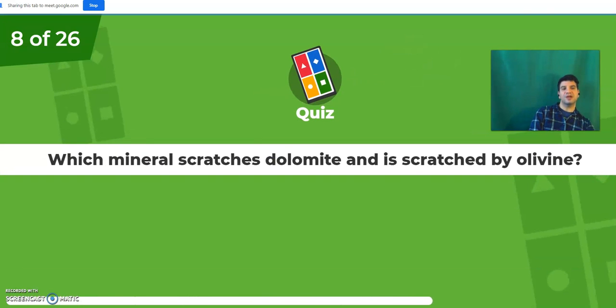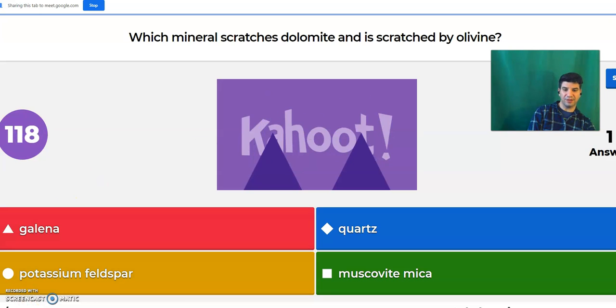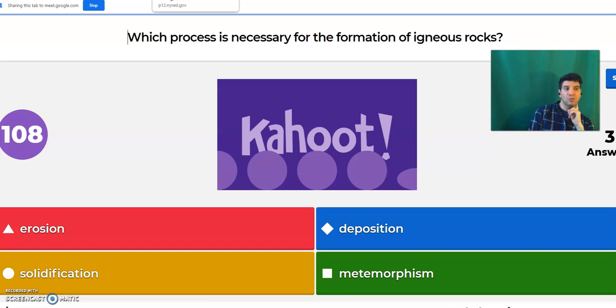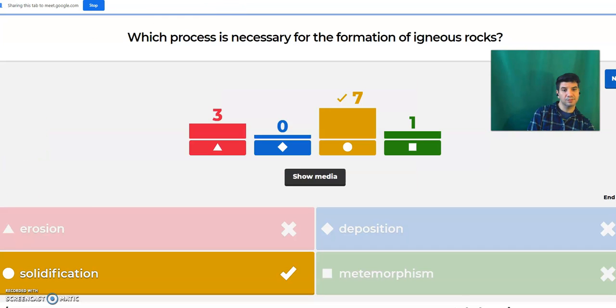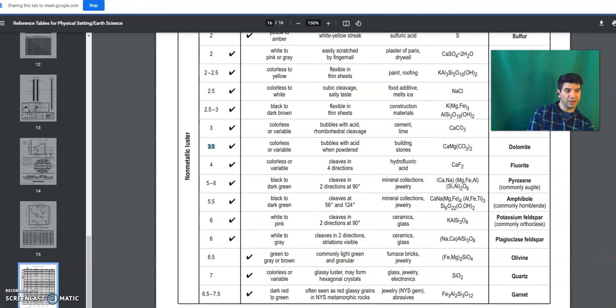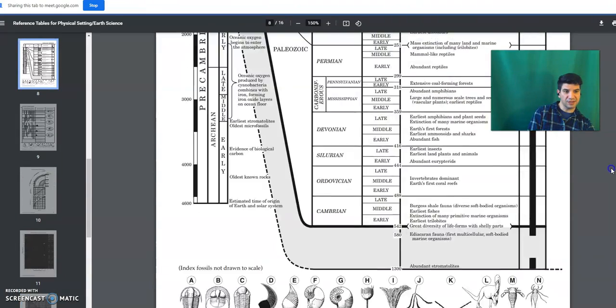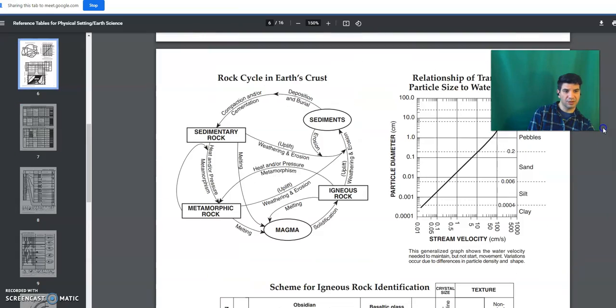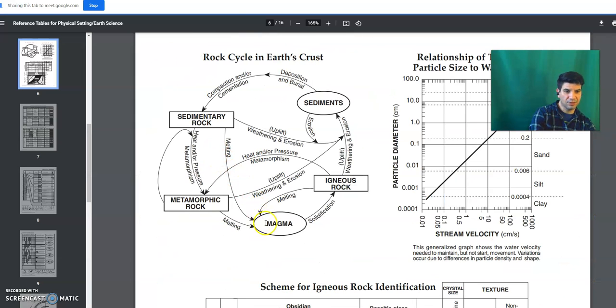Which mineral scratches dolomite but can be scratched by olivine? Which process is necessary for the formation of igneous rocks? ESRT, page 6, top left. Yes, it's solidification. Now, if you're not sure how to get that, you're going to go to ESRT page 6, which is right here. And if we zoom in a bit, you can see that to create an igneous rock, the only arrow pointing to it would be the solidification line, right? So it's solidification.